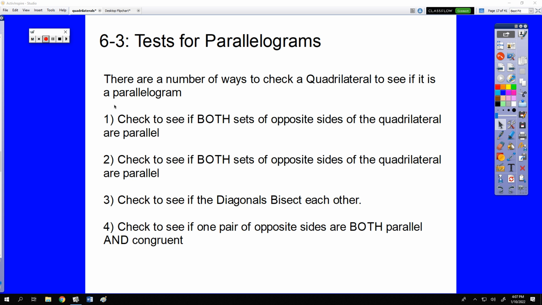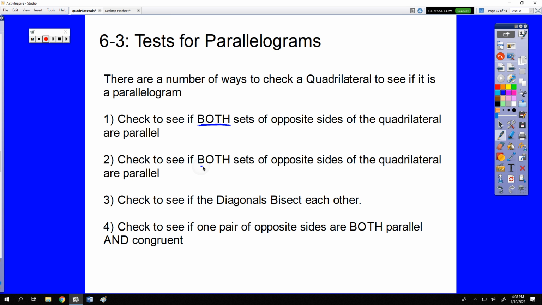We're here to discuss Chapter 6, Section 3, which is entitled Tests for Parallelograms. There are a number of different ways for us to check a quadrilateral to see if it's a parallelogram. There are 4, in fact, appropriate mathematical tests. The first thing you can do is check the definition of a parallelogram, i.e. you can check to see if both sets of opposite sides of the quadrilateral are parallel. Again, it has to be both.